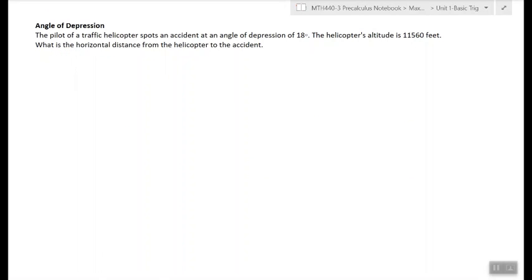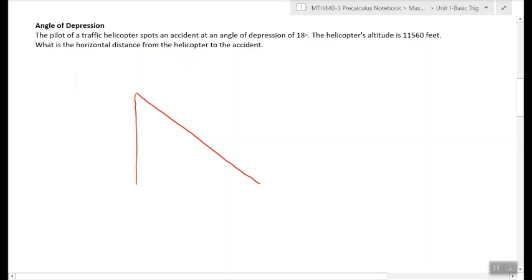Next problem is angle of depression. The pilot of a traffic helicopter spots an accident at an angle of depression of 18 degrees. The helicopter's altitude is 11,560 feet. What is the horizontal distance from the helicopter to the accident? Alright, so we're going to draw our imaginary helicopter. And we can do our little dotted line here. So the angle of depression is 18.